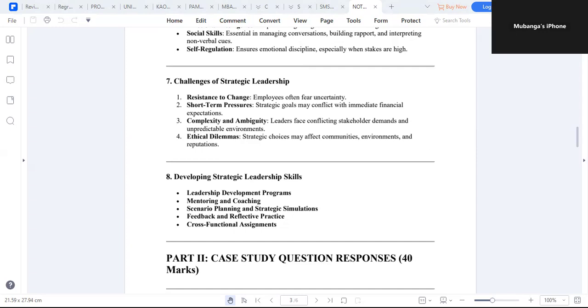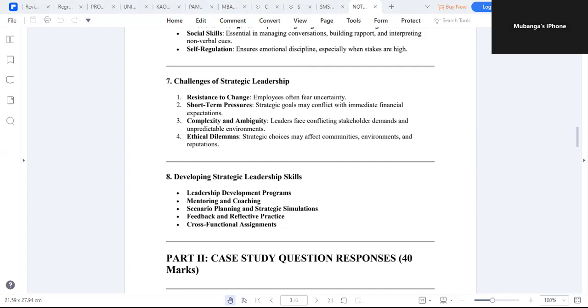Number one, leadership development programs. So these are formal training sessions. They come through workshops, courses like you are learning now to teach leadership in people. Are leaders born? Are they made? People say they are born, people say they are made, people say it's both. So it helps leaders to gain tools and techniques for guiding the organization.